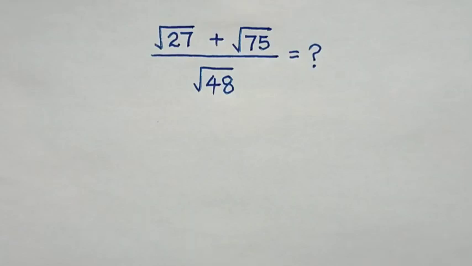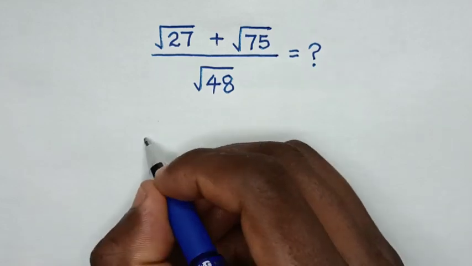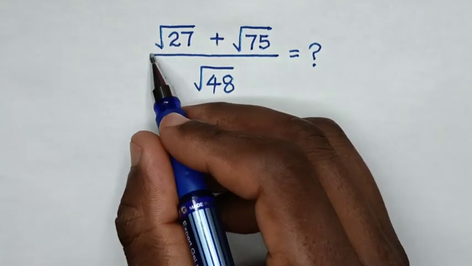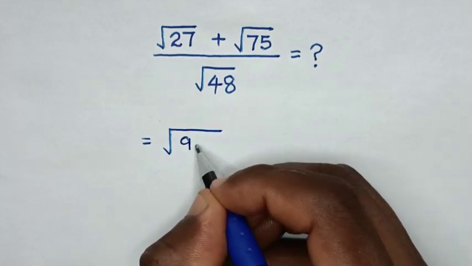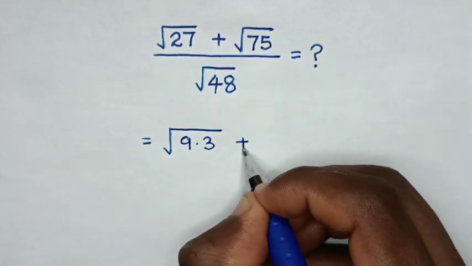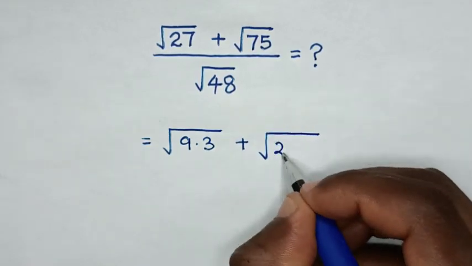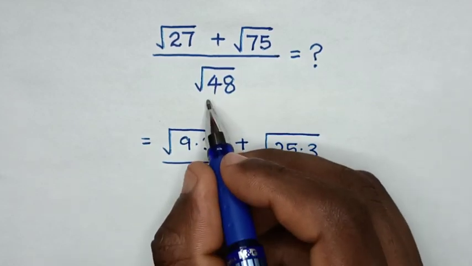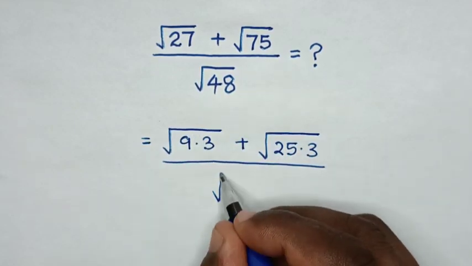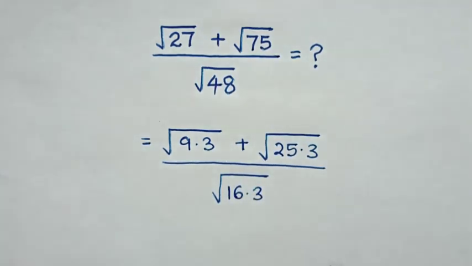Hello, how to solve by simplifying this radical expression? So it will be equal to square root of 27, which is the same as square root of 9 times square root of 3. Then plus square root of 75, which is the same as square root of 25 times square root of 3. Then over square root of 48, which is the same as square root of 16 times square root of 3.